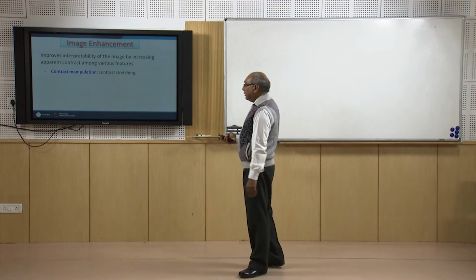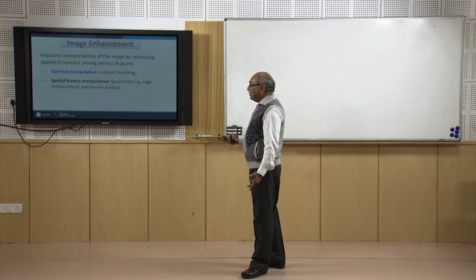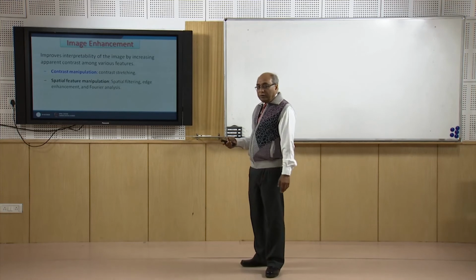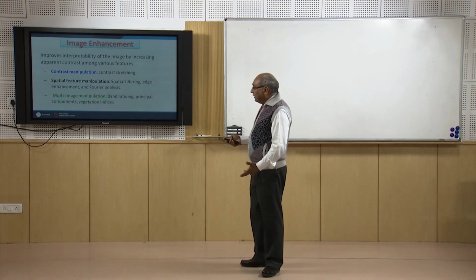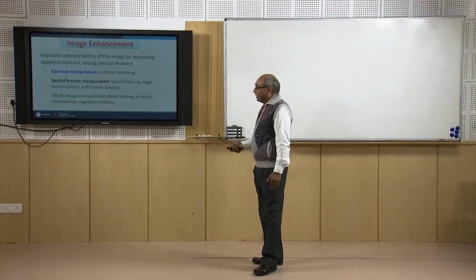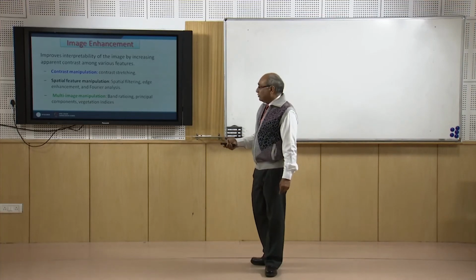Now, contrast manipulation, that is contrast stretching, maybe spatial feature manipulation, that means spatial filtering, which we will discuss in the next topic. Spatial filtering, edge enhancement, maybe Fourier transformations, Fourier analysis based on fast Fourier transformations, and multi-image manipulations instead of working on only one image. Generally we have a choice of several bands, so we go for multi-image analysis, with techniques like band ratioing, principal component analysis, and vegetation indices like the normalized difference vegetation index, and so on and so forth.